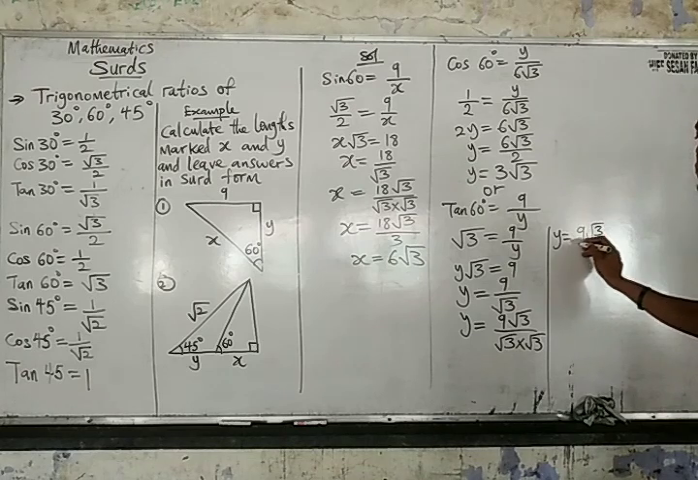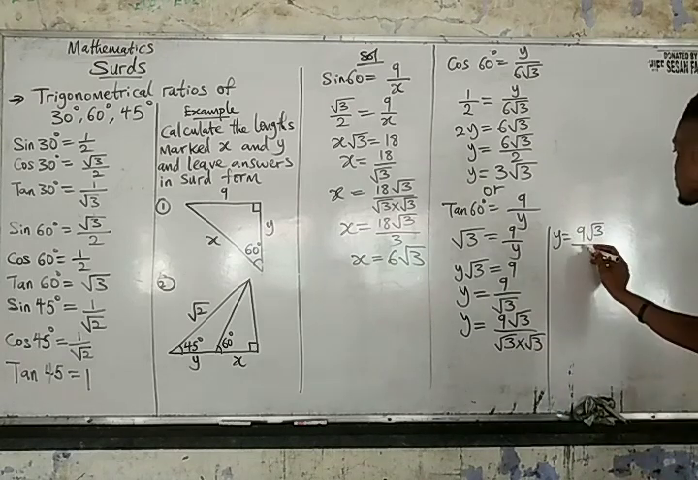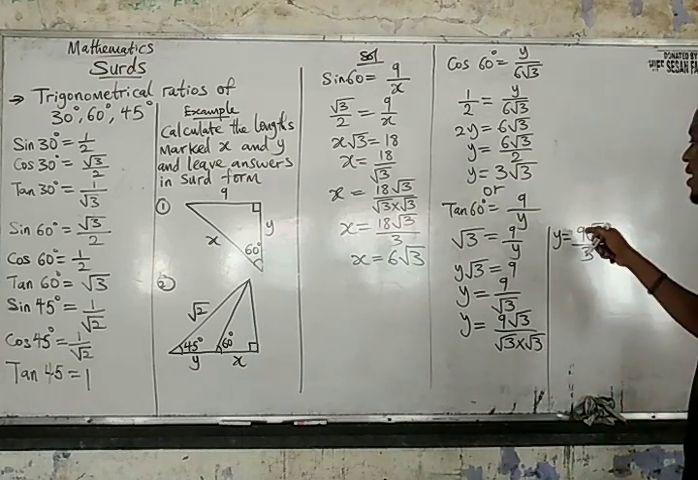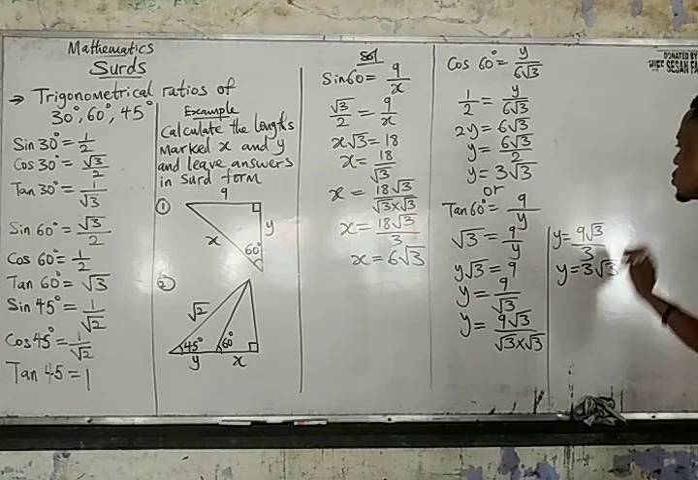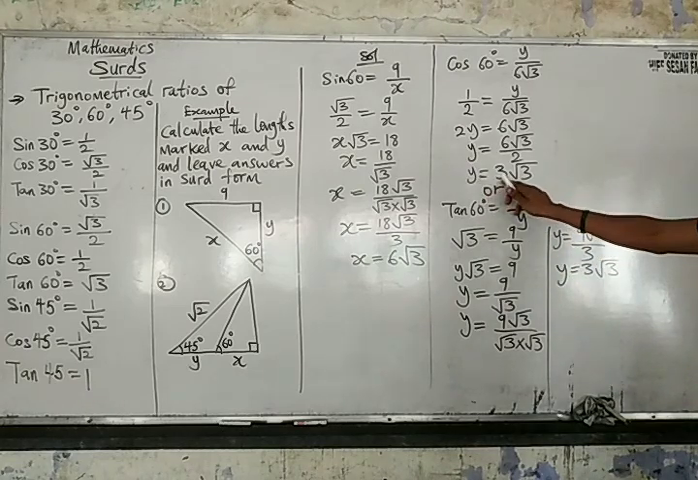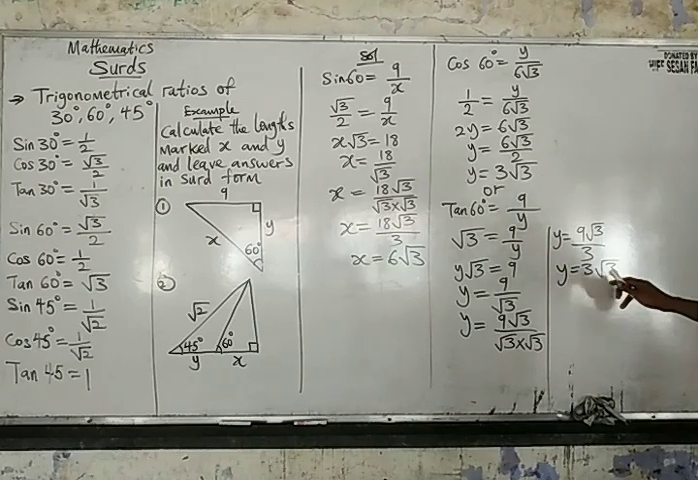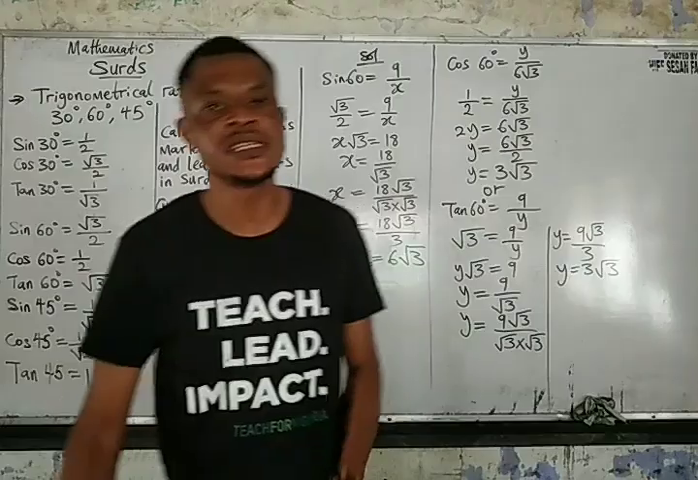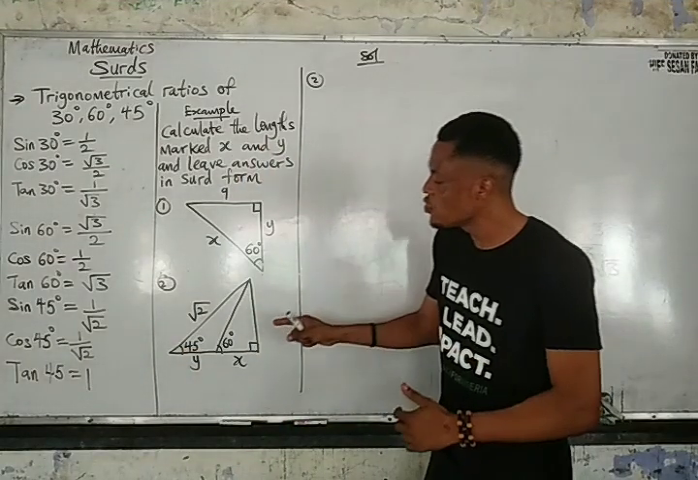And this will give us 9 root 3 over root 3 multiplied by root 3, which is 3. 3 goes here, 1. 3 goes here, 3. So y is equal to 3 root 3. We got our y to be equal to 3 root 3 here, and y is also 3 root 3 when we decided to use tan 60. Easy.